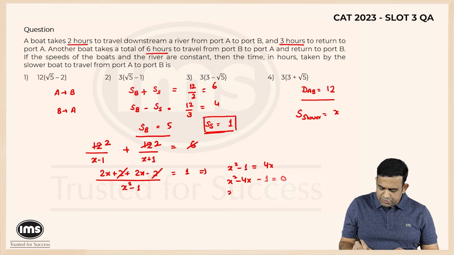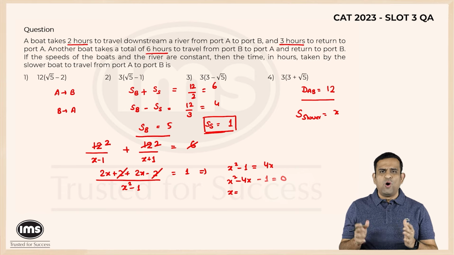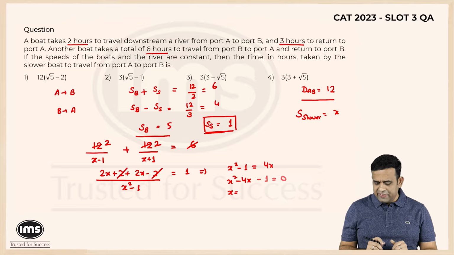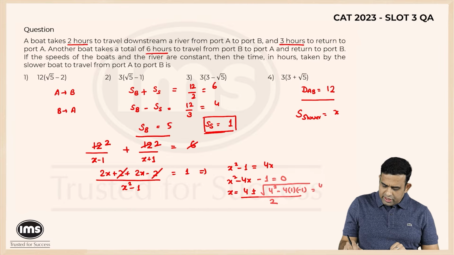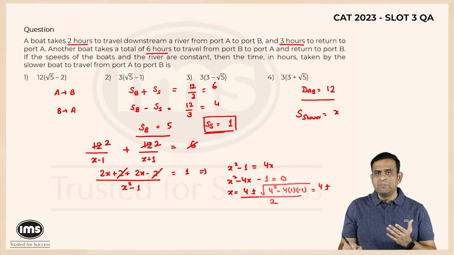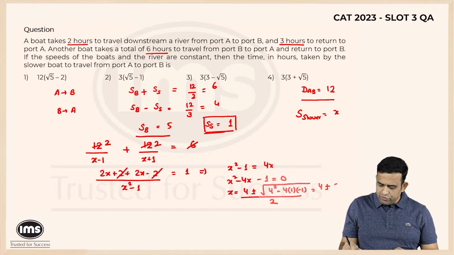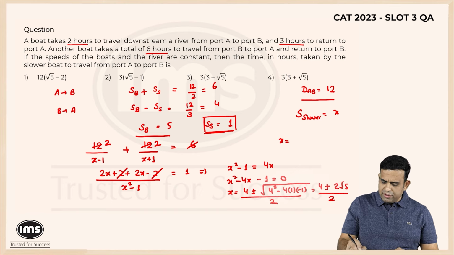So the value of x in this particular case, with the help of the formula, or you can use a different method like completing the perfect square, will be equal to 4 plus minus root of b square, so 4 square minus 4ac, so 4 into 1 into minus 1, divided by 2a, giving you this. So one gets 4 plus minus, this becomes 16 plus 4, which is 20. Root of 20 I can write as 2 root 5, divided by 2. So the value of x in this particular case becomes nothing but 2 plus minus root 5.